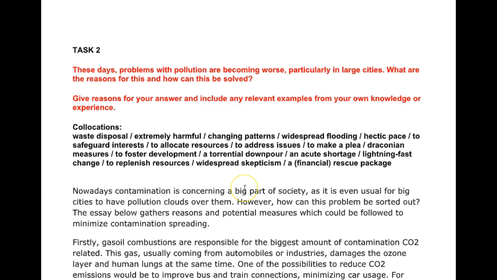A big part of society. I think we could avoid that. So instead, why don't we say, nowadays contamination concerns a large sector of society, as it is usual, even for highly populated metropolises to have pollution clouds over them.